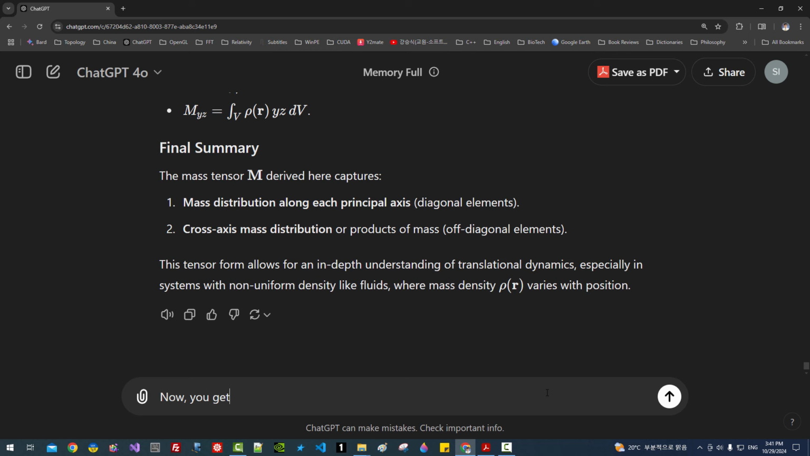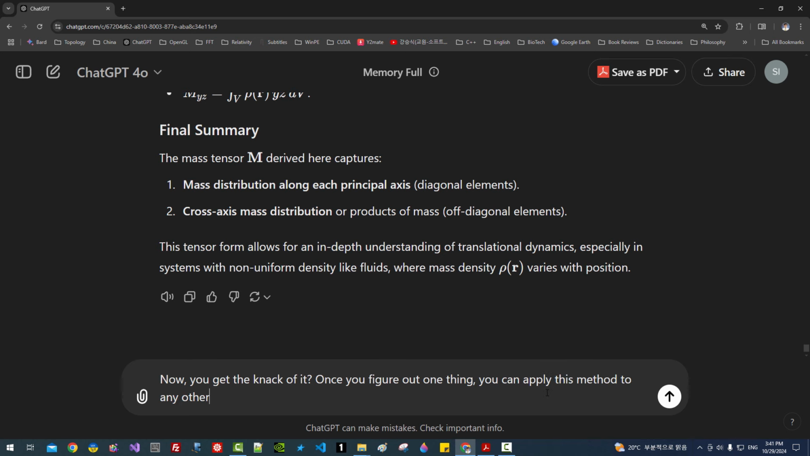Now you get the knack of it. Once you figure out one thing, you can apply this method to any other thing.